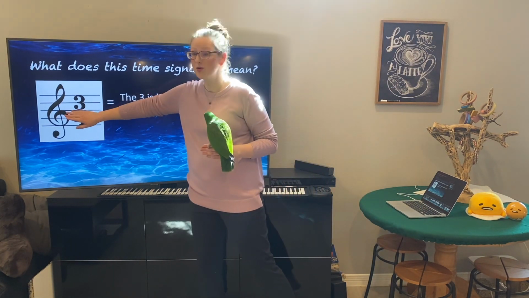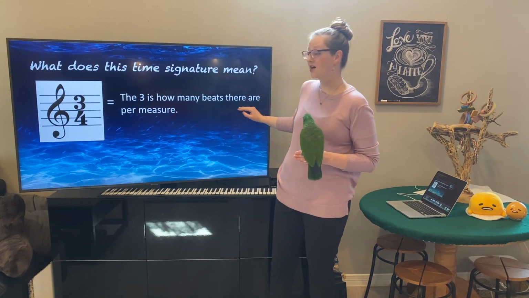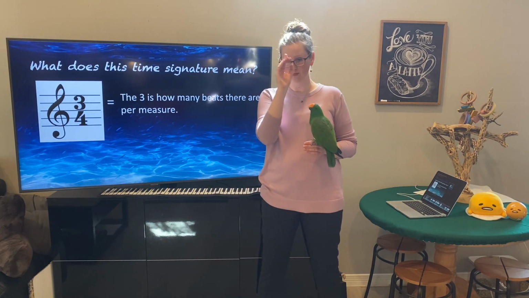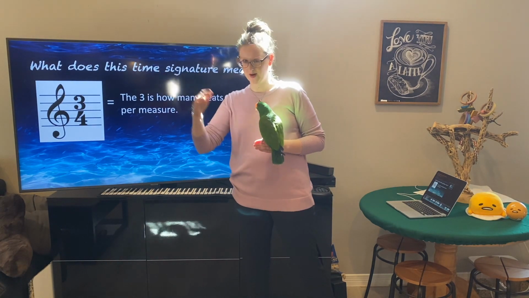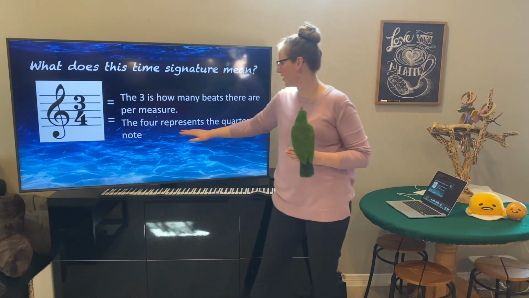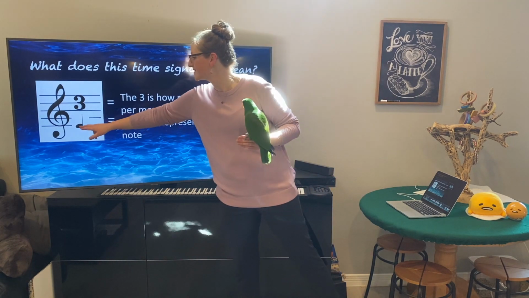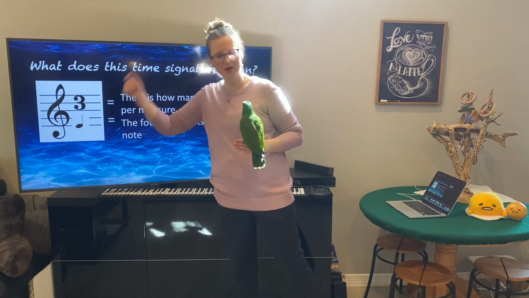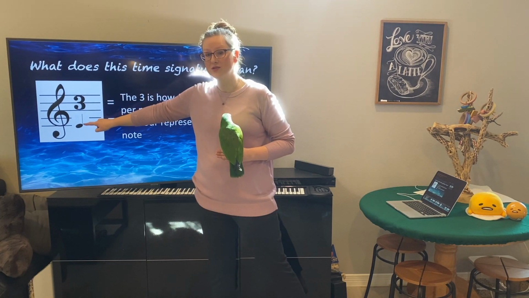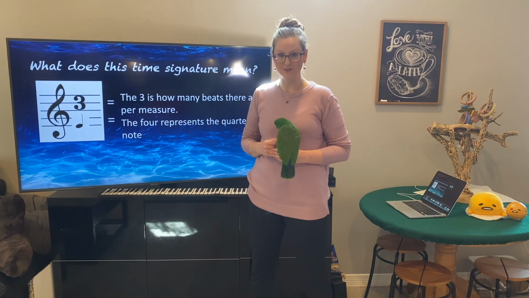The top number means how many beats there are per measure. So that's a bar line, and another bar line. The bottom number, the 4, represents the quarter note. So in this case, we can just put that here in our minds, and we know that 3 quarter notes per measure are what this song will have in each of its measures.